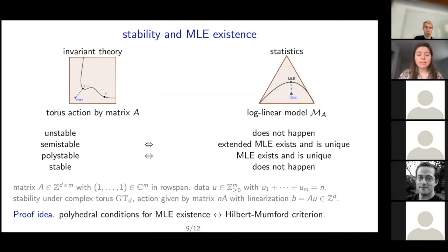Okay, and the proof idea is to combine what I've been telling you about so far. So we have these polyhedral conditions for the MLE existence from this 2006 paper. And then on the other hand, we have the Hilbert-Mumford criterion, and both of these let us recharacterize both of these problems, the left-hand one and the right-hand one, in terms of a particular polytope and the membership of some point in that polytope. We can match everything up, and all of these choices enable these two settings to match.